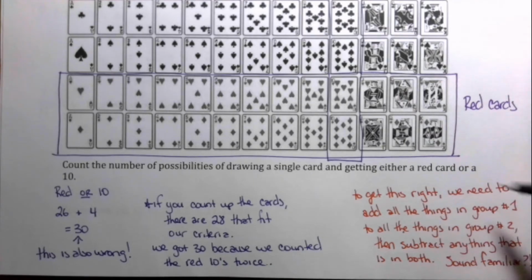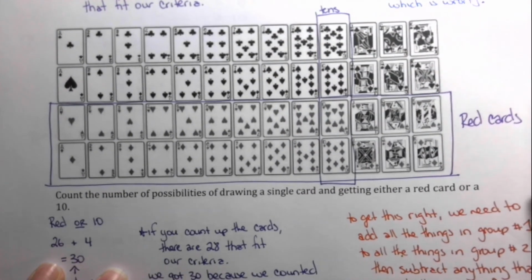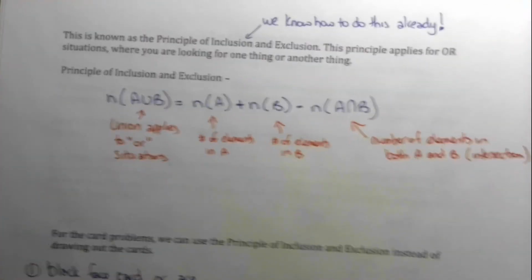This means, to get it right, we need to add all the things in group number 1 to all the things in group number 2, then subtract anything that's in both. Hopefully this does sound familiar. This is the principle of inclusion and exclusion. So we've done this already as well.